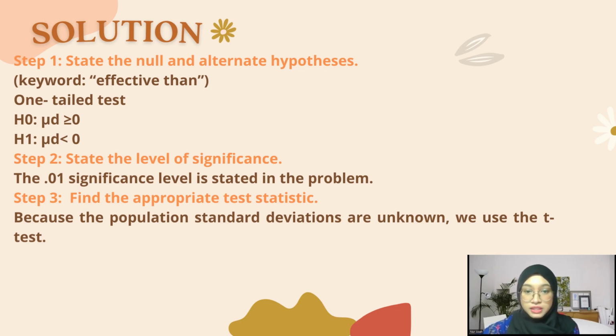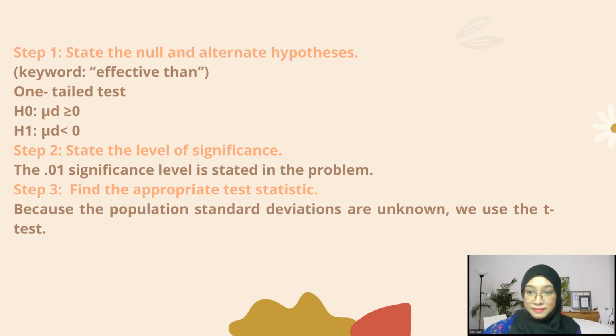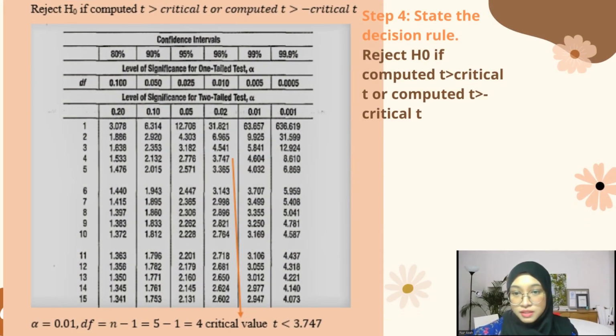Step 3, find the appropriate test statistic. Because the population standard deviation is unknown, we use the t-test. Step 4, state the decision rule. Reject H null if computed t is less than negative critical t. We will find the critical value with the equation df equals n minus 1. We got 4, so we refer to the t-test table. We got 3.747.